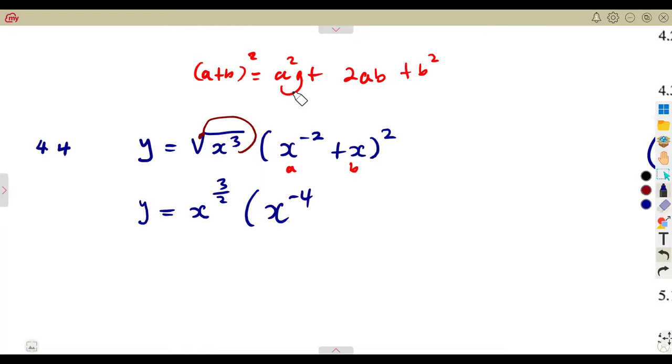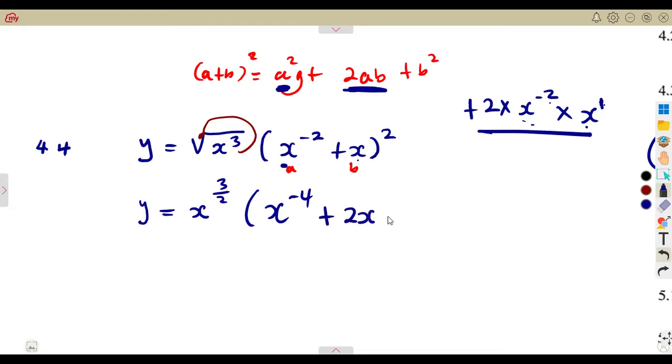We have what? The part after a squared, 2ab. So it's supposed to be plus 2 times a. What is our a? Our a is x to the exponent of minus 2. Our b, what is our b? Our b is x. So if you multiply, what are you going to have? The bases are the same, add the exponents. Minus 2 plus 1, which is minus 1. So this was going to be plus 2x to the exponent of minus 1.